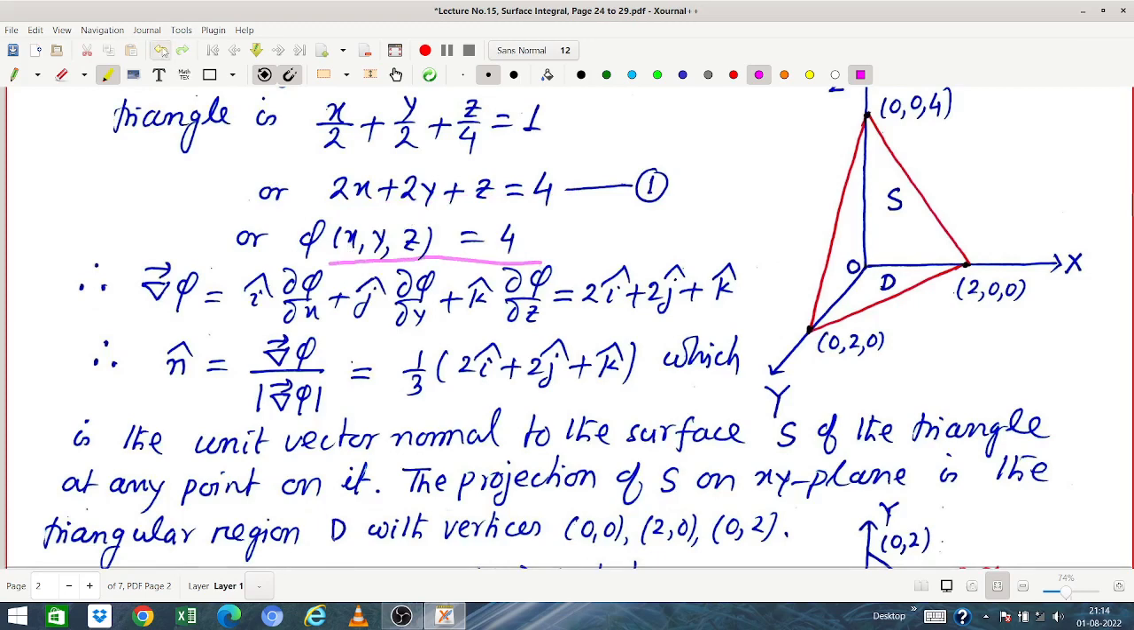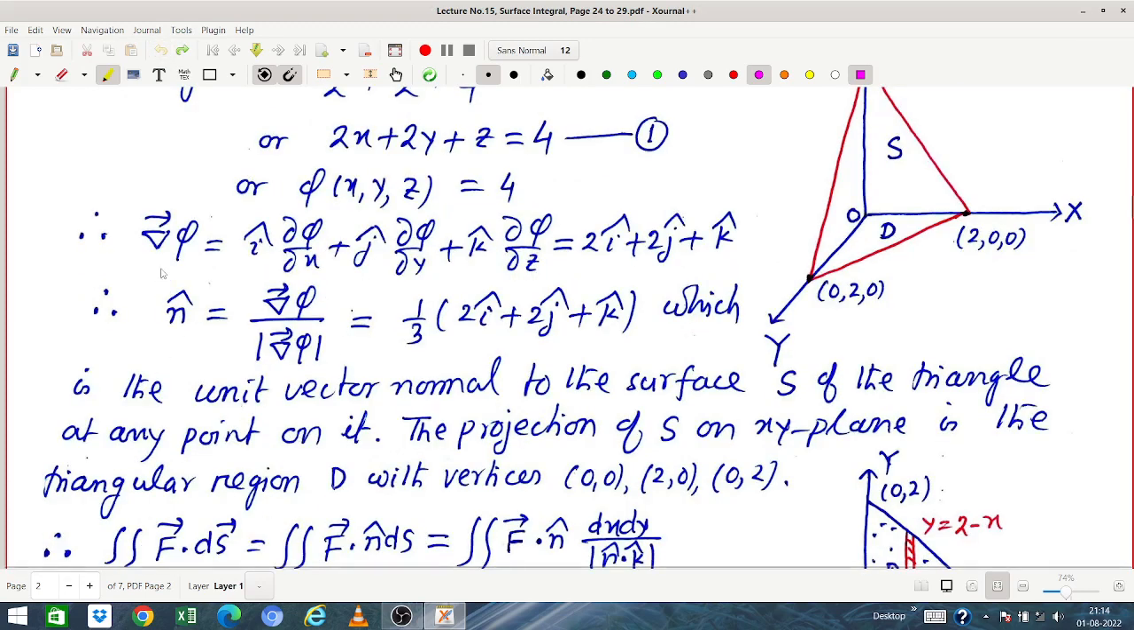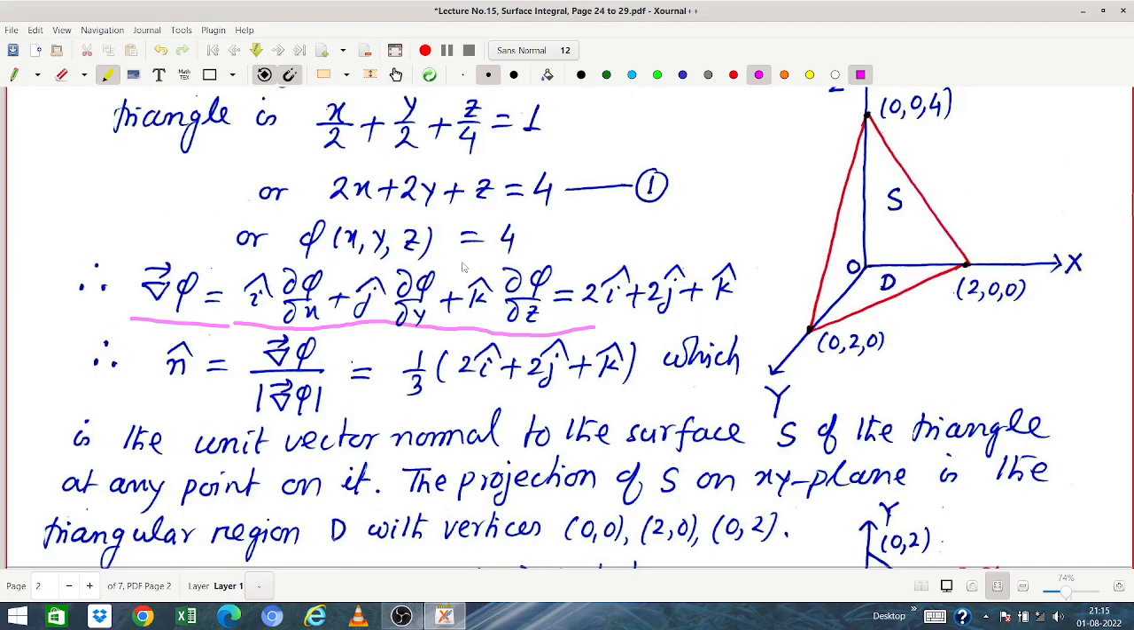A level surface. Now grad phi, del operating on phi, is grad phi. By definition, grad phi is i del phi by del x plus j del phi by del y plus k del phi by del z. The partial derivative with respect to x is 2, with respect to y is 2, with respect to z is 1. So it is 2i cap plus 2j cap plus k cap. This is a vector normal to the surface, as all of you know. If S is the surface, then grad phi is a vector normal to the surface. We have already seen this.